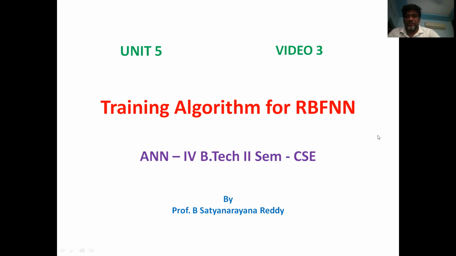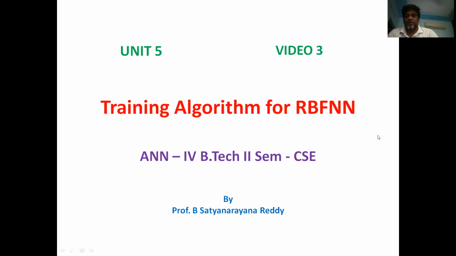Till now in unit 5 we have discussed the fundamentals of radial basis function neural network. We started with Cover's theorem, which is used in pattern separability problems, and then we have seen what an interpolation problem is and how it can be solved with the help of the RBF neural network.